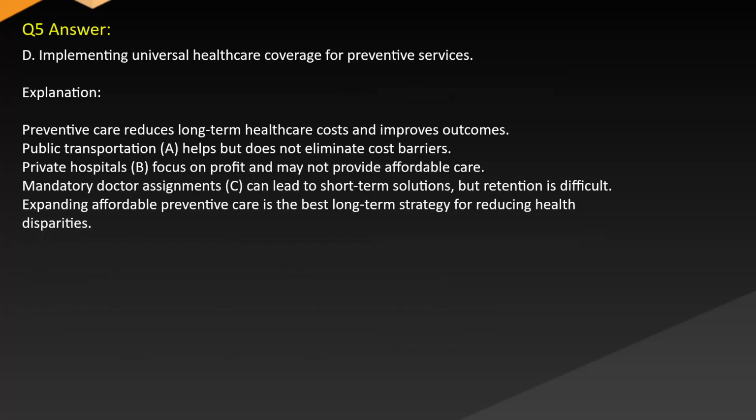Answer D. Implementing universal healthcare coverage for preventive services. Explanation: Preventive care reduces long-term healthcare costs and improves outcomes. Public transportation A helps but does not eliminate cost barriers. Private hospitals B focus on profit and may not provide affordable care. Mandatory doctor assignments C can lead to short-term solutions, but retention is difficult. Expanding affordable preventive care is the long-term strategy for reducing health disparities.